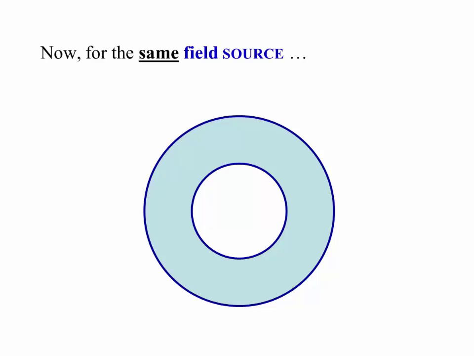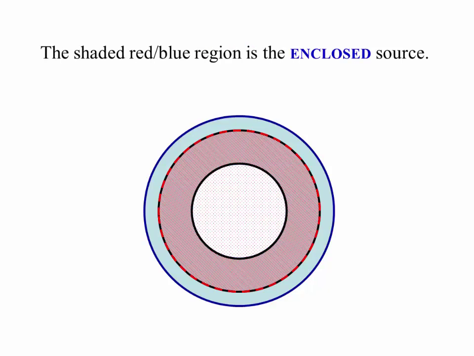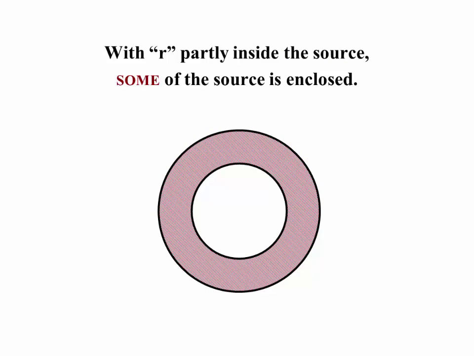Now, for the same field source, but a different value for R, when we overlap them, we get this situation where now there's a part of the blue source that is outside of R, outside of the red area, and therefore doesn't overlap with it. There's a region inside the center where you're inside R, but there is no blue source. Only the diagonal shaded area is in both of the sets. And that's the area that we care about. That's the area that's got the source, the part of the source that's inside R.